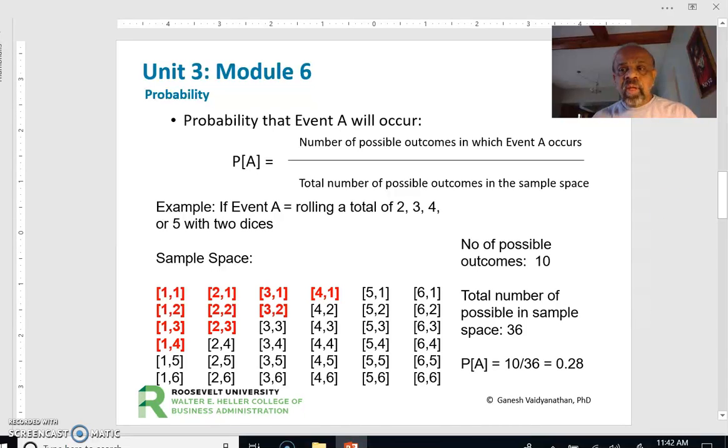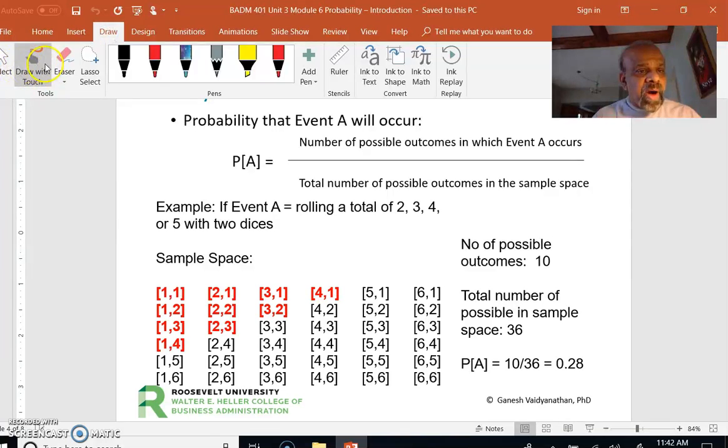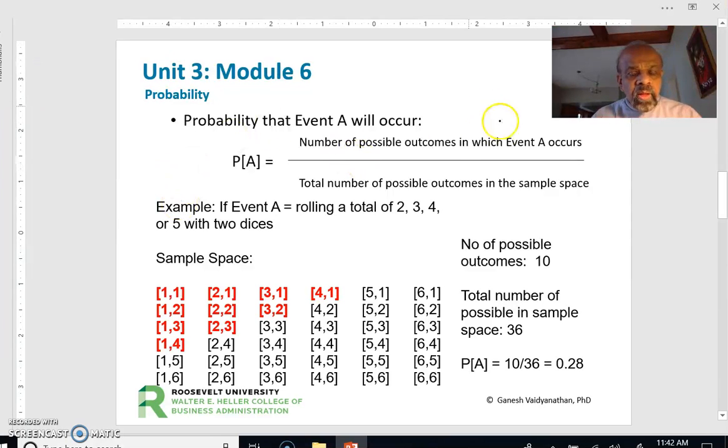So let's look at this in a mathematical way. The probability of that event A occurring will be the number of possible outcomes in which event A occurs over the total number of possible outcomes in the sample space. Let's say you're rolling a pair of dice and the event that you want is either a 2 or a 3 or a 4 or a 5. Okay, you want one of these 4 to occur.